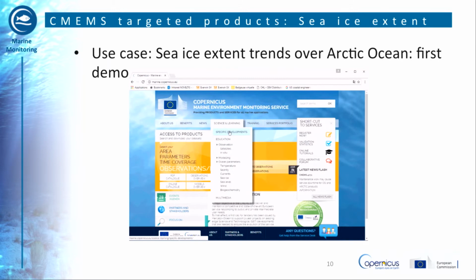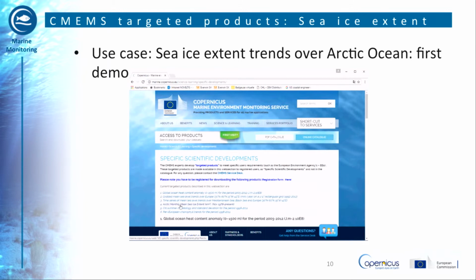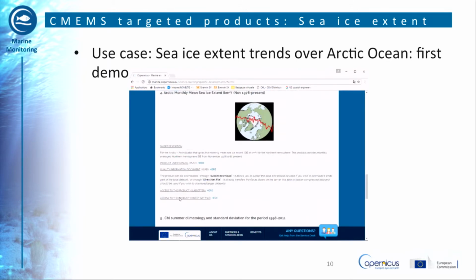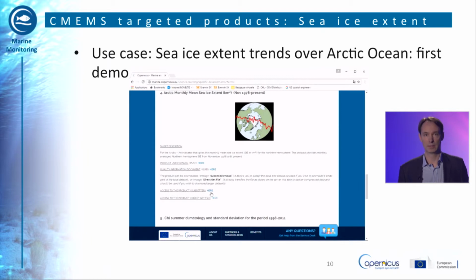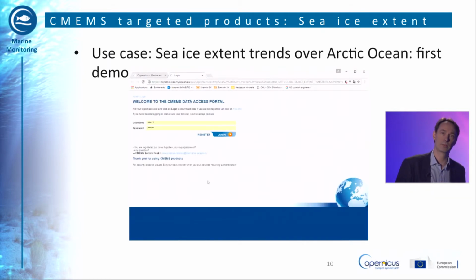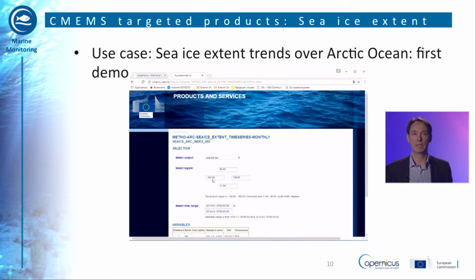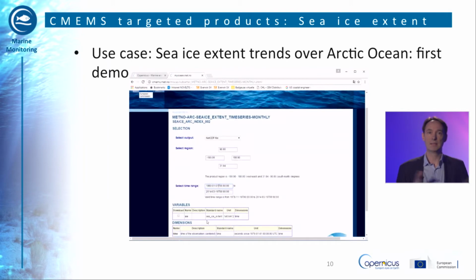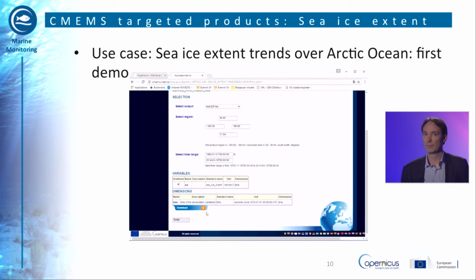The access to a temporal subset requires you to first click on Science and Learning, go to Specific Developments, select the sea ice extent products, and click on the link associated to access the product. Then you enter your CMEMS login and password and connect to the access of the subset page. Do not modify the geographical extent since this product is already computed for the whole Arctic Ocean. Modify the start date and the end date if need be for the chosen period. Select the variables in the table and click on Download.